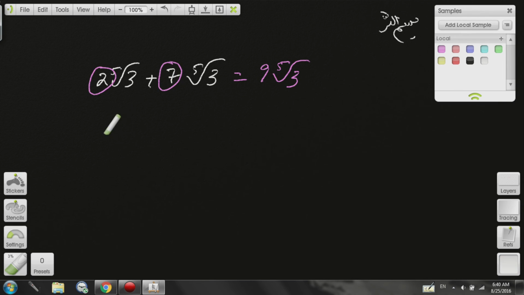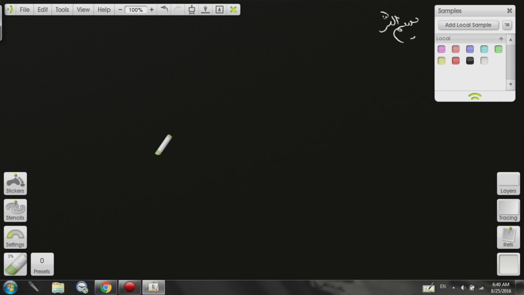Just like if I had said 3 times square root of 2 plus 7 times square root of 2, that would be 10 times square root of 2. So that's just adding and subtracting radicals. Okay. Inshallah, next time I shall talk about radical functions and radical equations.